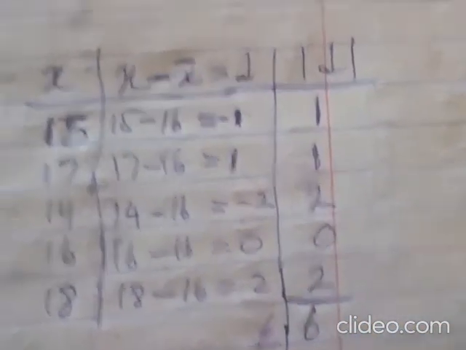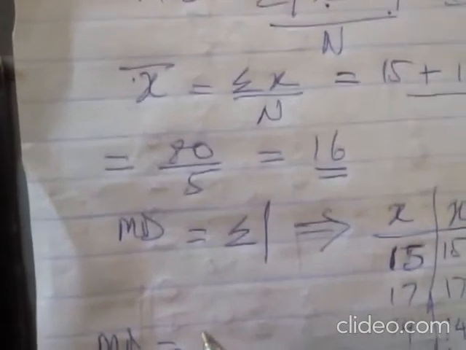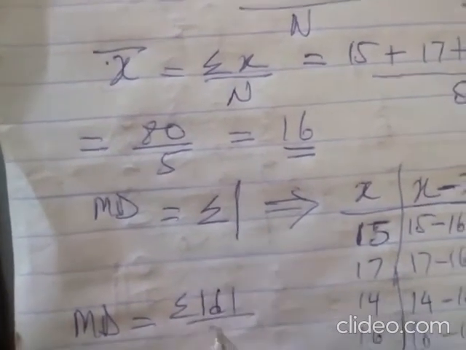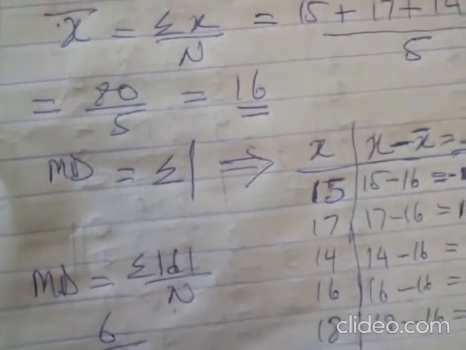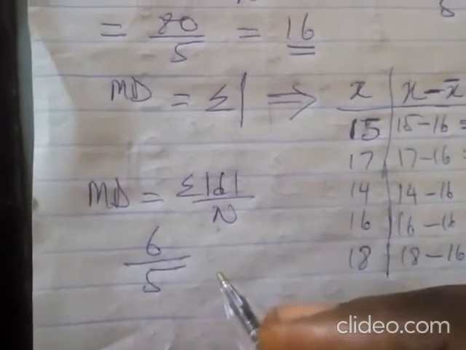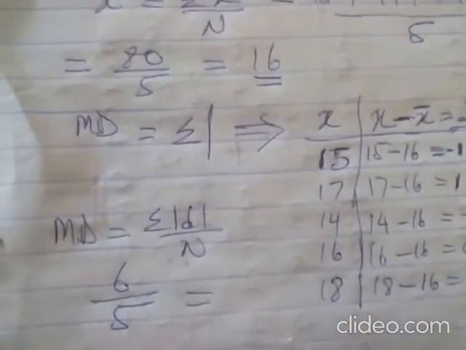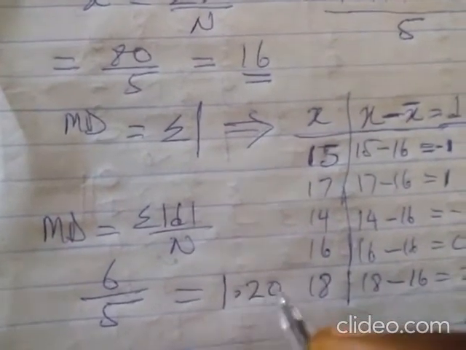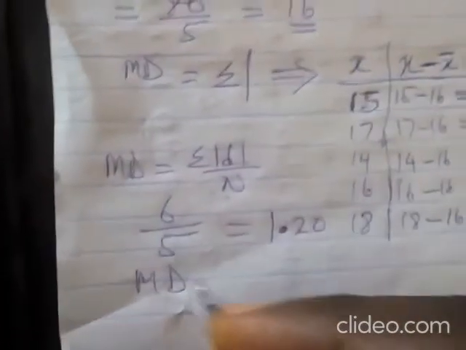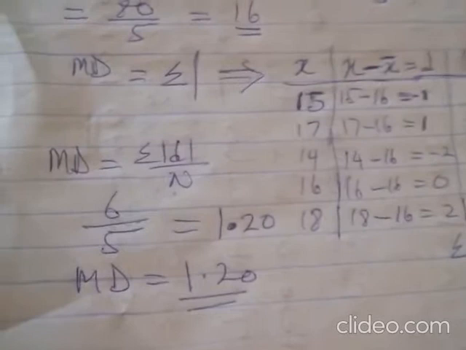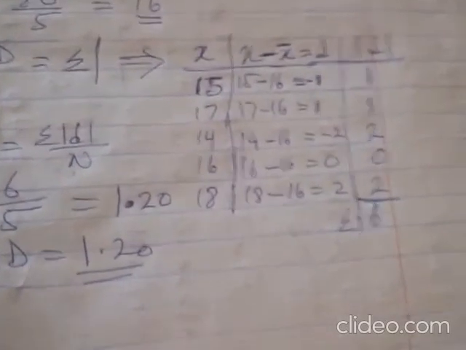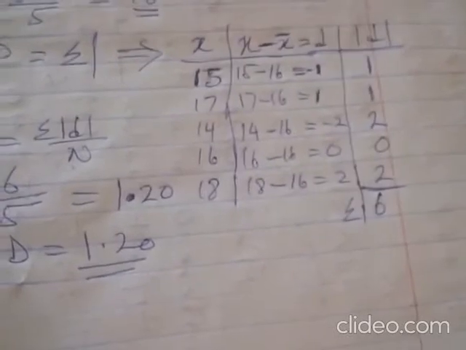That's our summation. Now our mean deviation is MD equals summation d over n. And what is our summation d? It is 6 over n. N is 5. And our answer is 1.20. So mean deviation is equal to 1.20. Take your time. It's very easy. Sincerely, trust me, it's very, very easy.